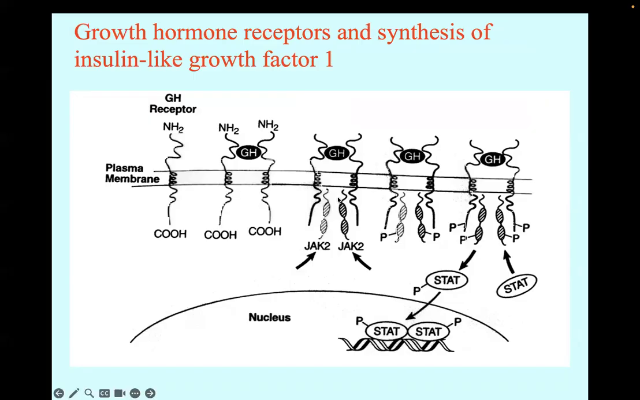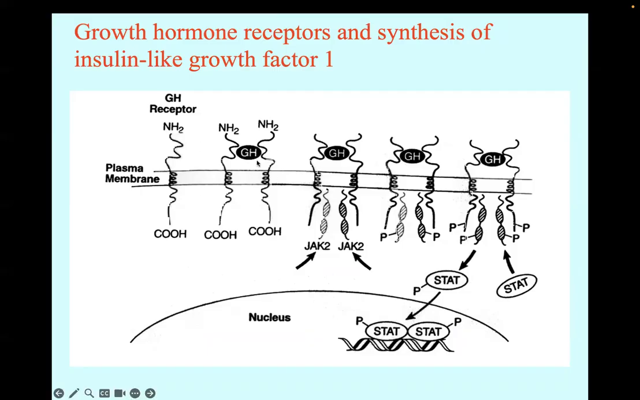And that involves the growth hormone receptor. The receptor is a monomer. It's one protein product, one gene product. And when it binds growth hormone, which comes from where? From the anterior pituitary, right?